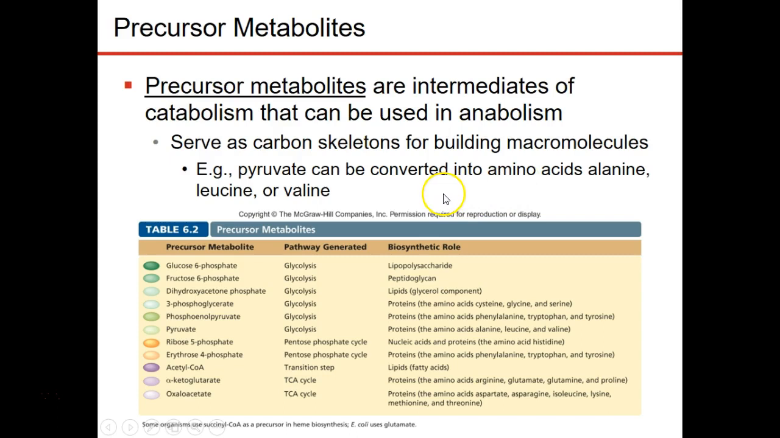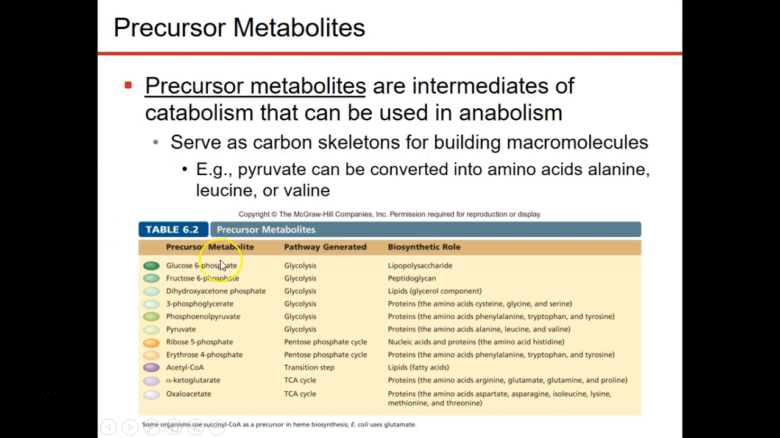And in any catabolic reaction, you're going to produce precursor metabolites. Precursor metabolites are just the intermediates in the catabolic reaction. So if you break a glucose molecule down, if you start with glucose, you end with pyruvate, as an example. You're not going to just break glucose in half and produce pyruvate. You're going to produce a lot of different intermediate molecules before pyruvate is ever produced.